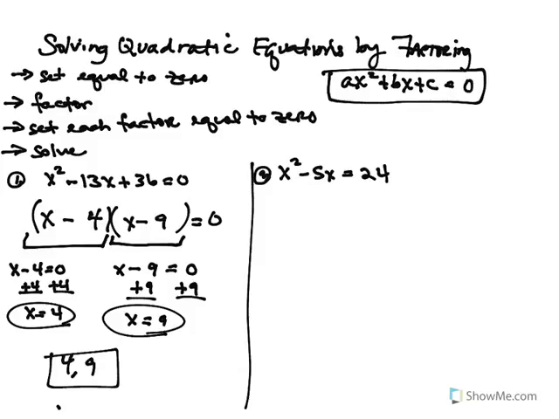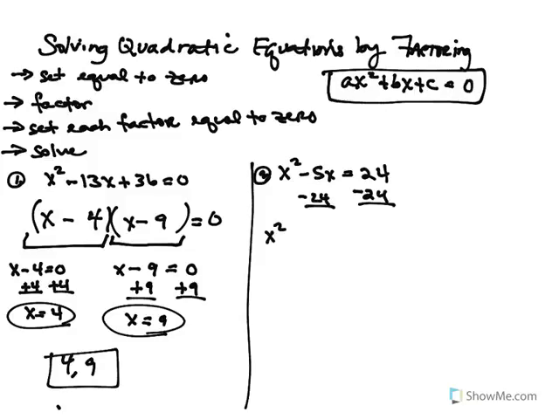On the second example, we have x squared minus 5x is equal to 24. You cannot just choose to factor here. You can only factor when the equation is set equal to 0. So you must get the 24 to the other side first. For the 24 to move to the side with the x squared and the 5x, it is positive now, so that means it is going to subtract.